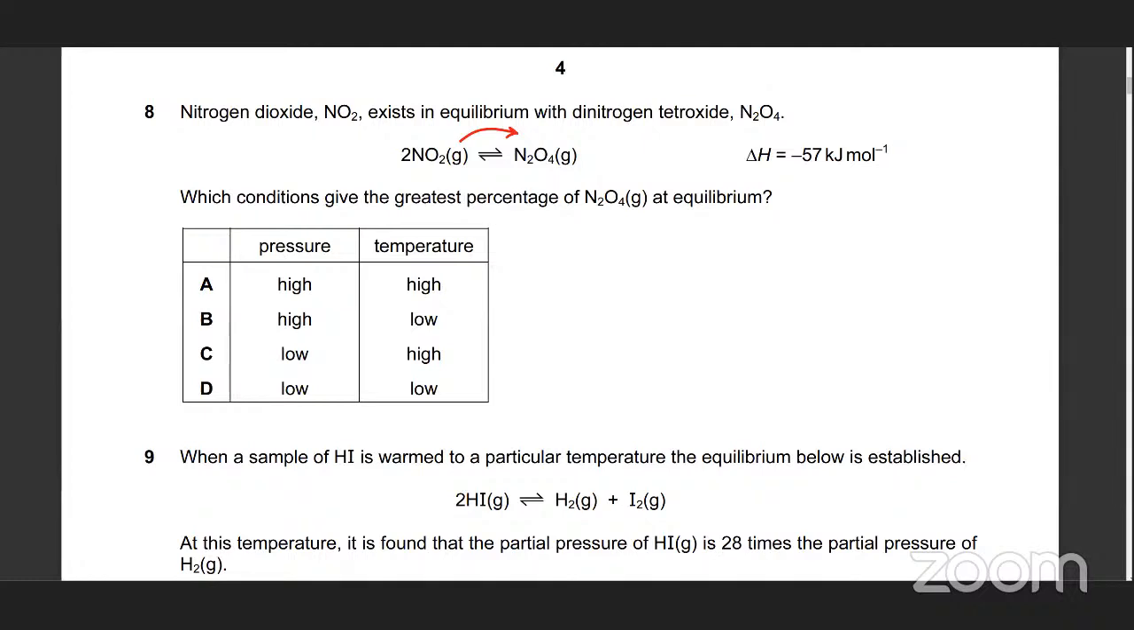Okay, so it's going to be high pressure, and the temperature, because it's an exothermic reaction, it's going to be favored by low temperature. Low temperatures favor exothermic reaction, so the answer is going to be B.